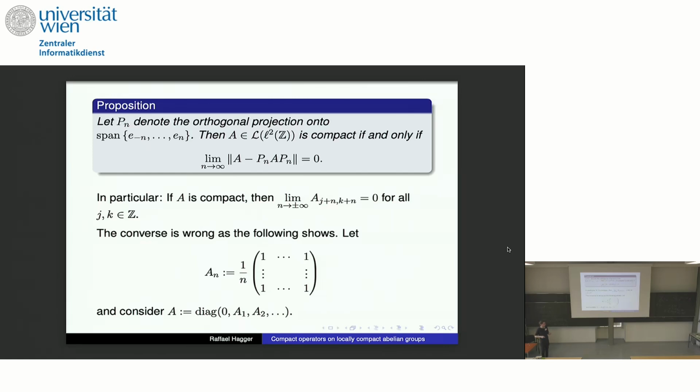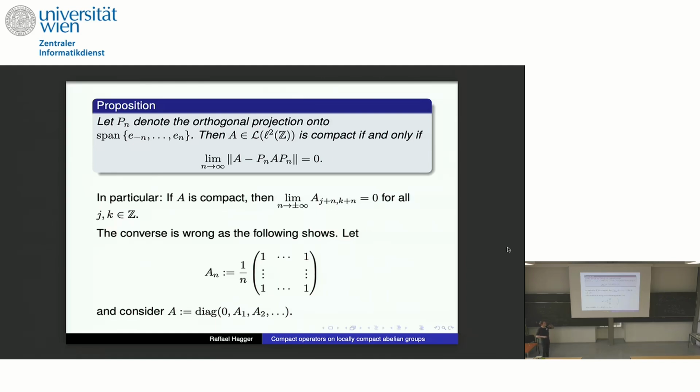But this is not compact. Why is this not compact? Well, these matrices always have norm 1. So no matter how much you cut out of your matrix, you still have something left with norm 1, so this will never converge to 0. Okay, so even if in every direction you go to 0, it's not going to be compact.